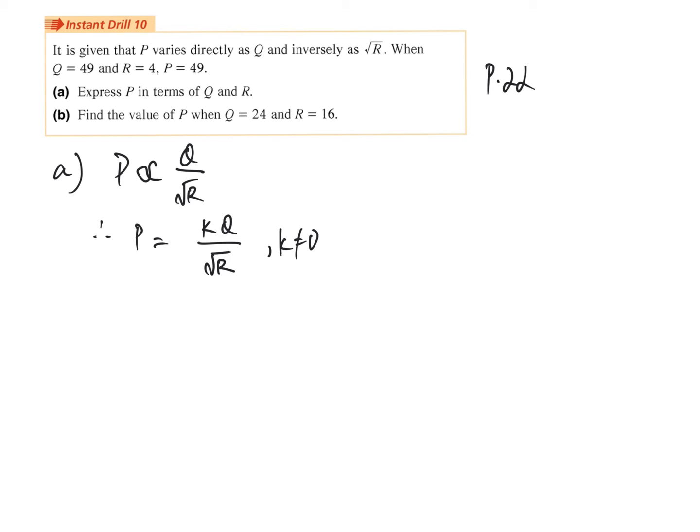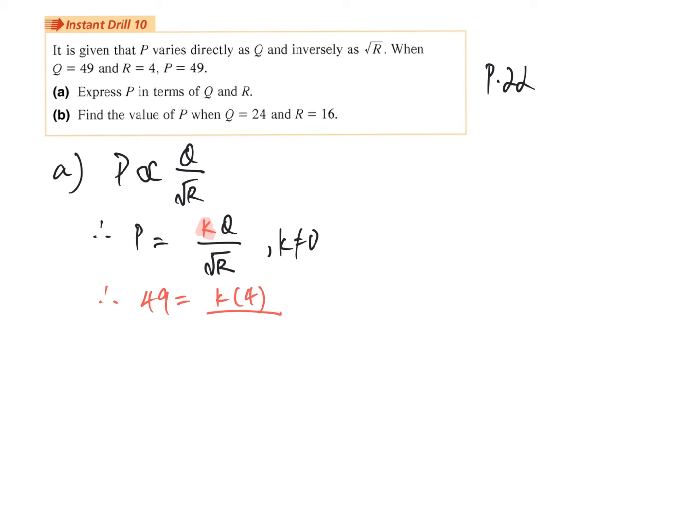Note that there will only be one variation constant in the expression. Then substitute all the values in it. Therefore, 49 equals k times... A lot of you forgot to put brackets in this line.